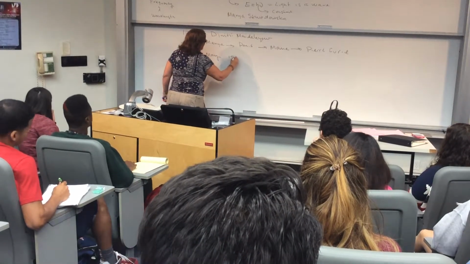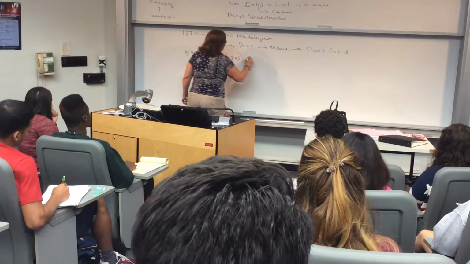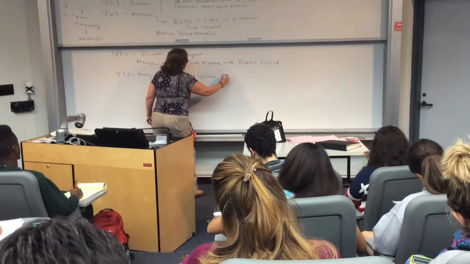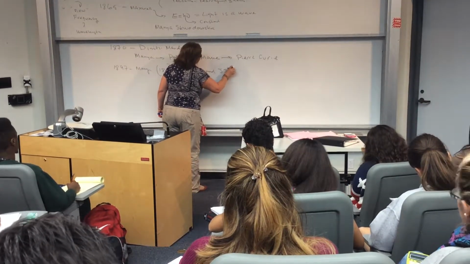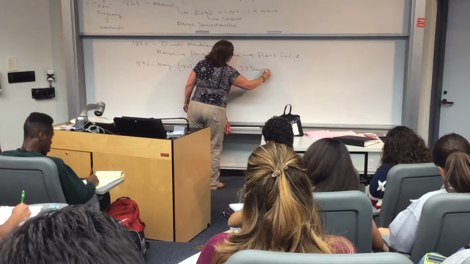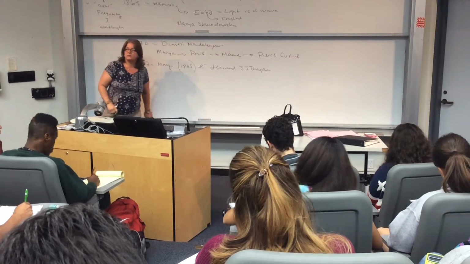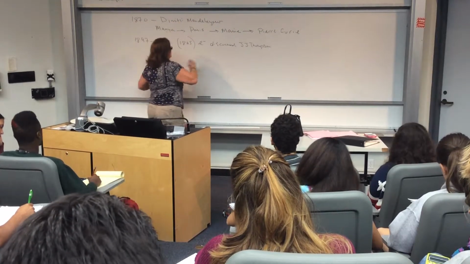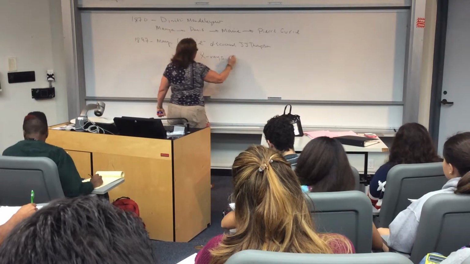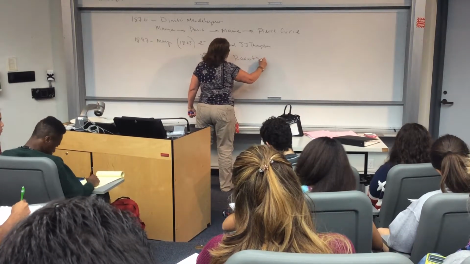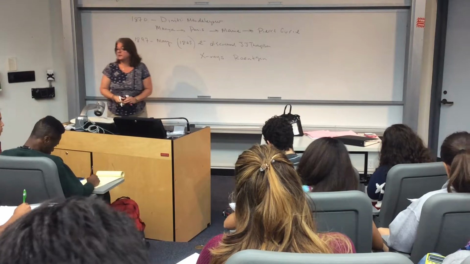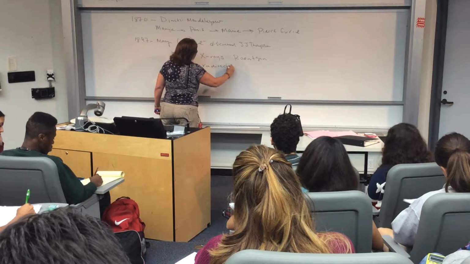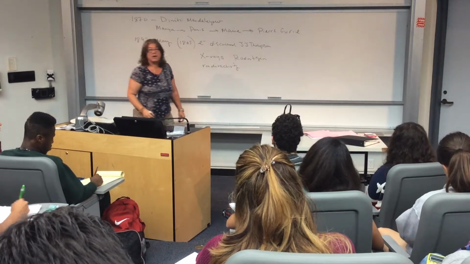1895, the discovery of the electron by J.J. Thomson. The discovery of X-rays by Röntgen. The discovery of radioactivity by Pierre's best friend, Henri Becquerel.